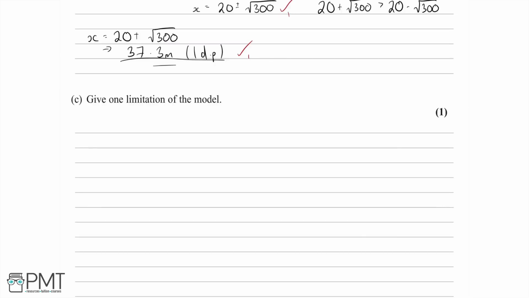For the last part of the question, we need just to give one limitation of the model. And the simplest one to give is that there is no modeling of air resistance on the ball. And in reality, air resistance will act on the ball, decreasing the distance that it will travel both vertically and horizontally. Now that answer will give you the 1 mark you need for the question.